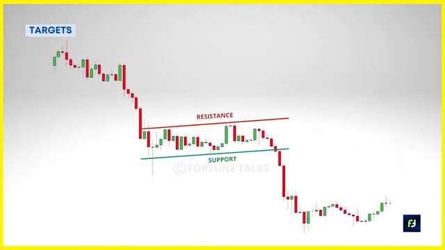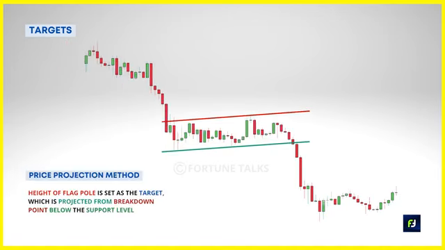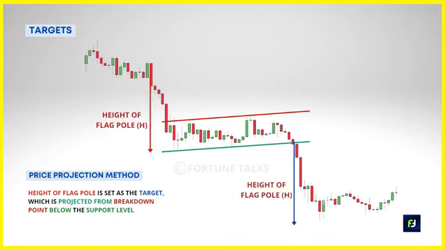Now finally, the target can be based on the price projection method or trailing stop loss method. In case of the price projection method, you have to measure the length of the flagpole and then project it from the breakdown point below the support trend line. This will give you your projected future target price.